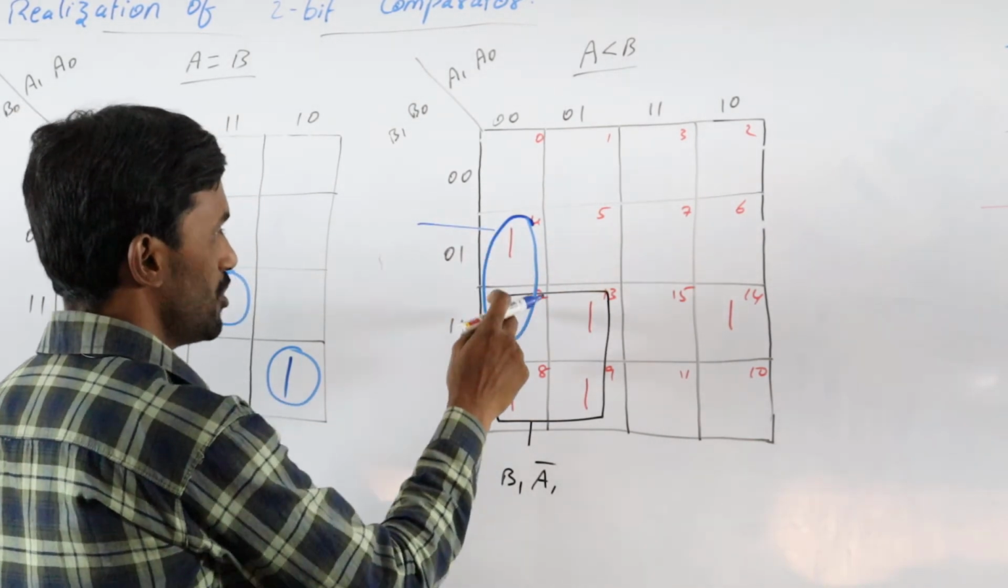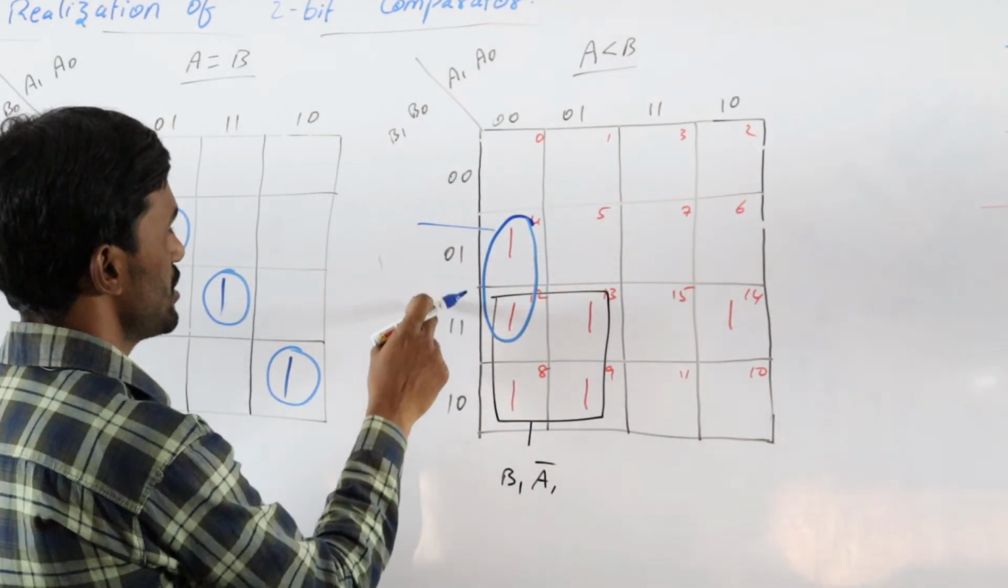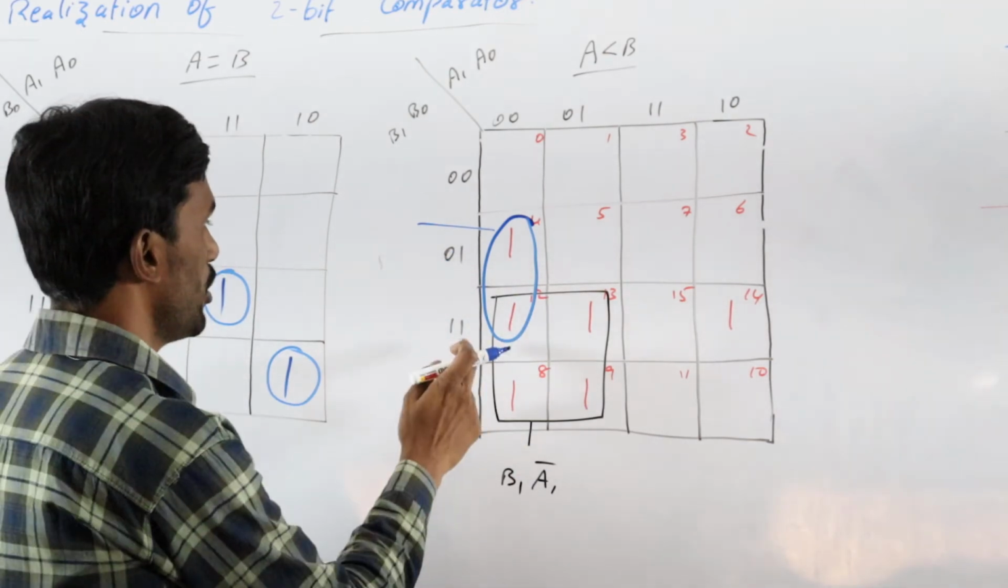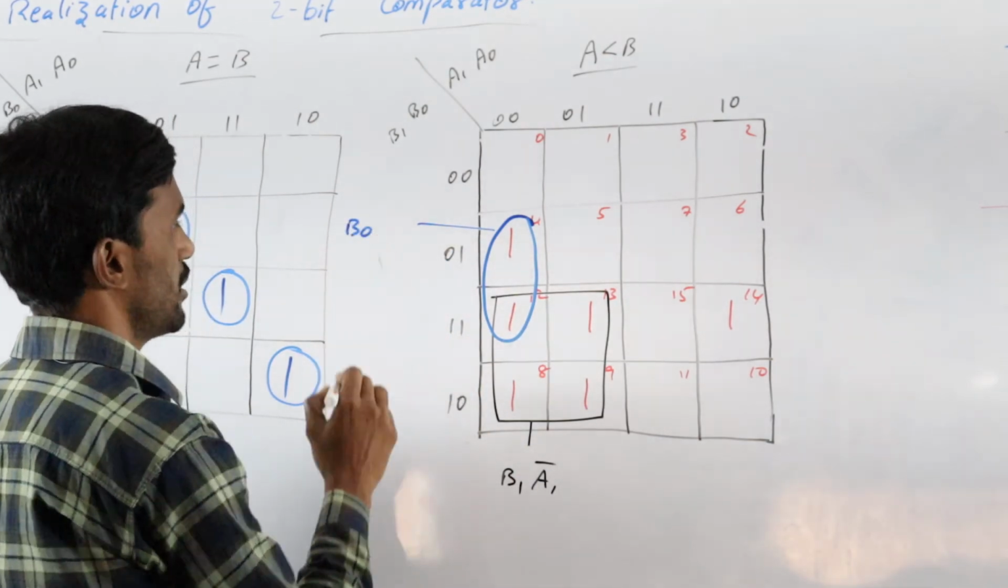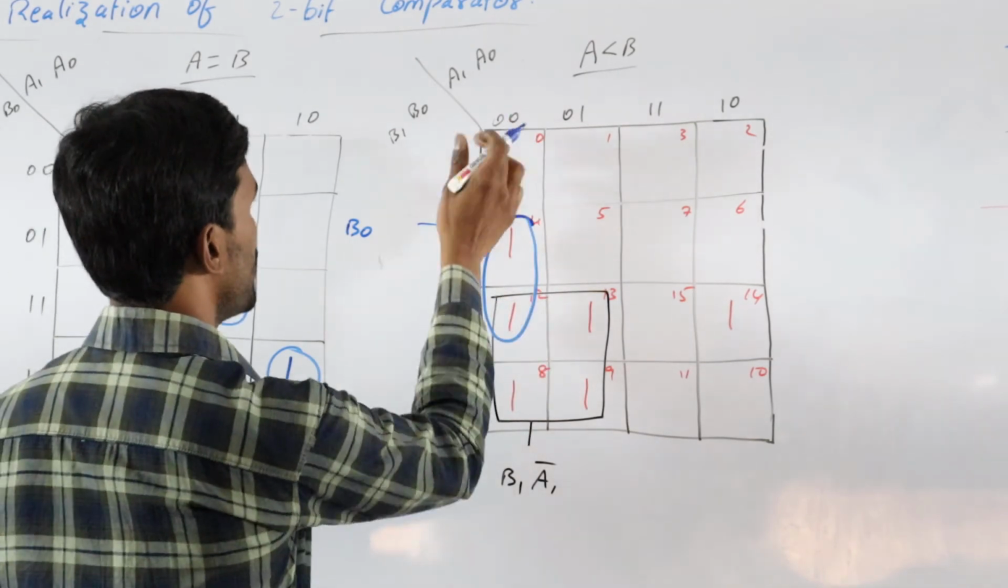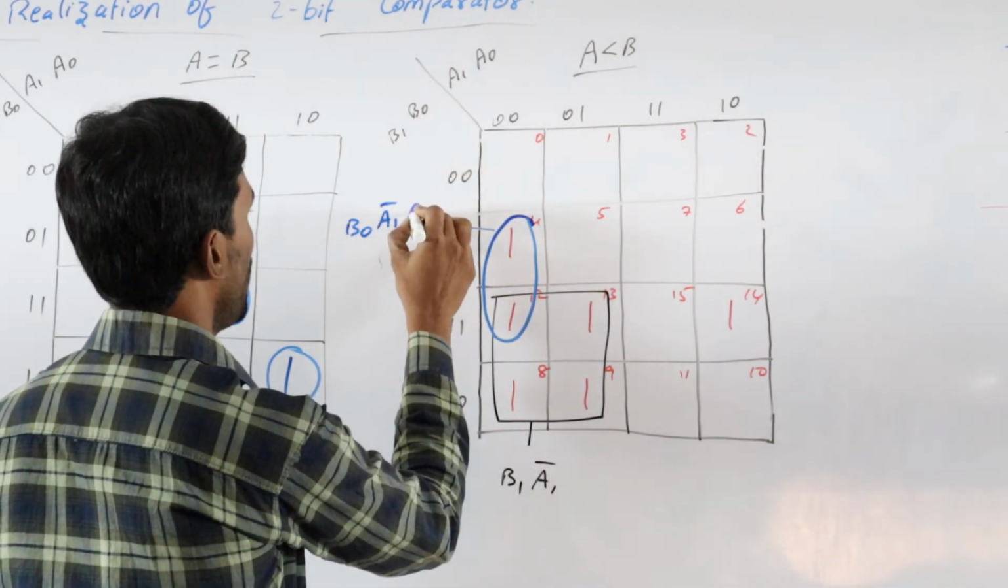Now what's the name of it? Naming. It is made with 2 rows. You check the rows. B1 is 0, 1, no need to take. B0 is 1, 1, so it is simply B0. Now check, only one column is there. That is A1 bar, A0 bar.